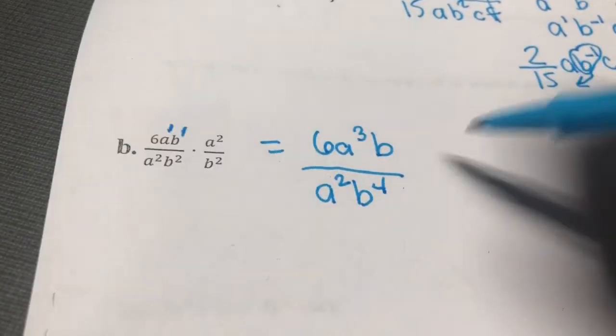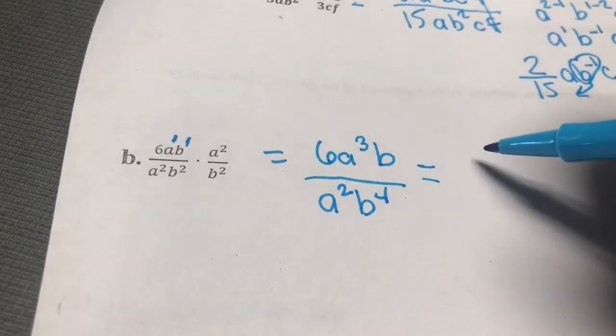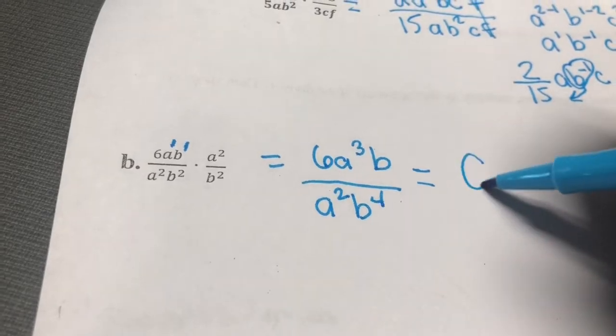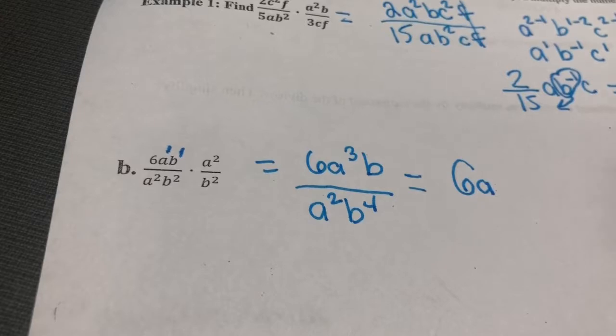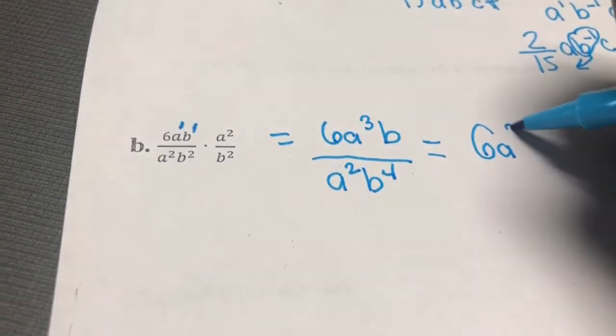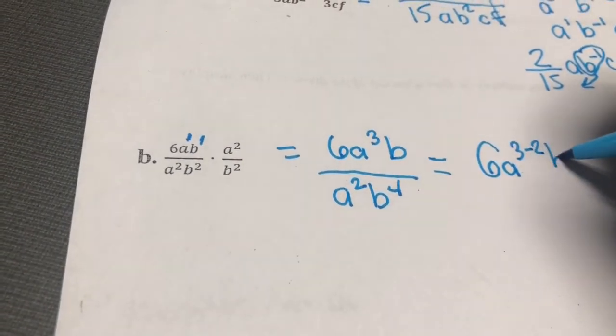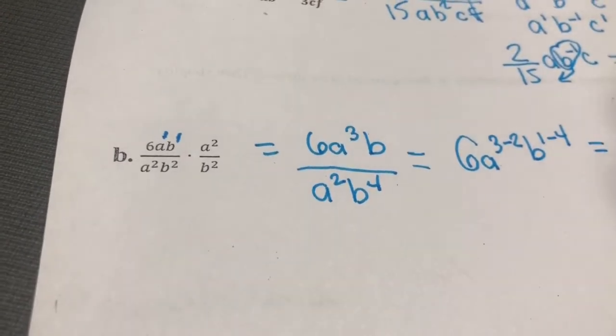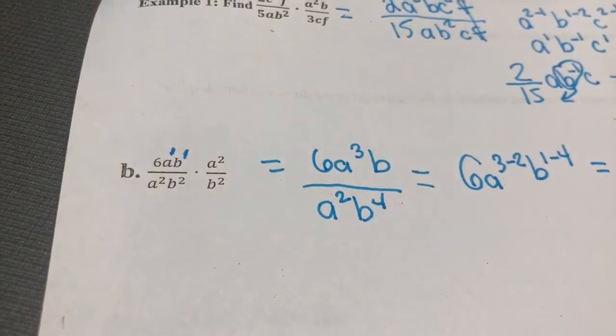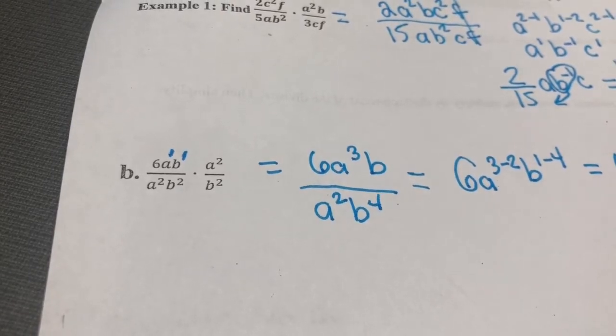All right. Then we divide, and that gives us 6a. I'll do the math just so you don't get confused. On the a's, we're doing 3 minus 2. On the b's, subtracting from top to bottom, we have 1 minus 4. That ends up becoming 6ab to the negative 3rd power.